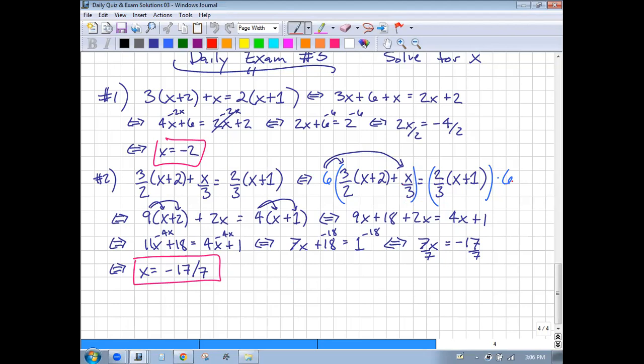I multiplied everything by 6. All right, 6 over 2 is 3 times 3 is 9. 6.